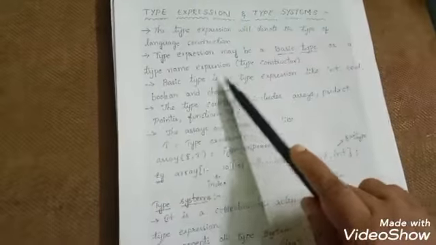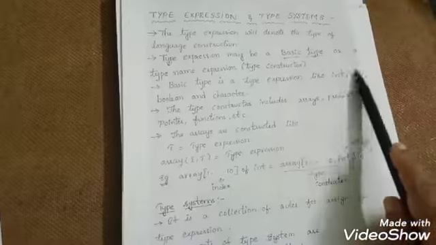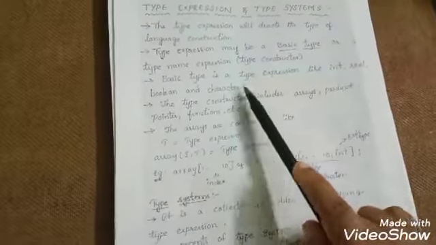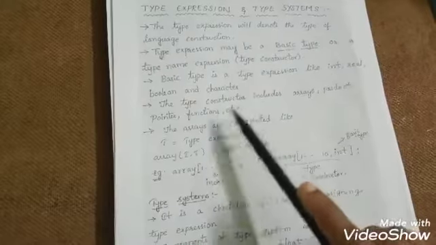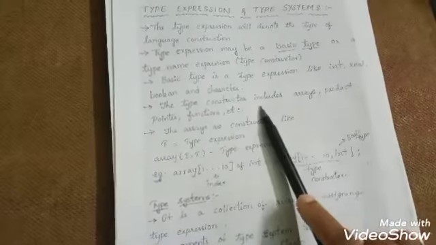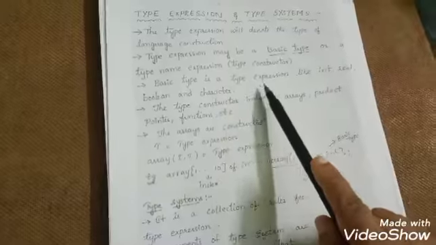A basic type is a type expression like int, real, boolean or character, and type constructors include arrays, product, pointer, functions, etc. So in basic type we have the basic data types like int, real, boolean and character, whereas type constructors include arrays, pointers, functions, etc.